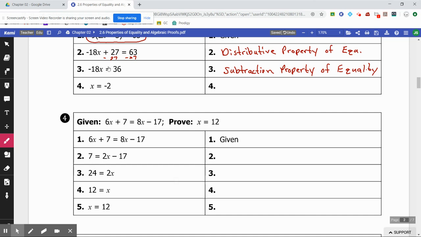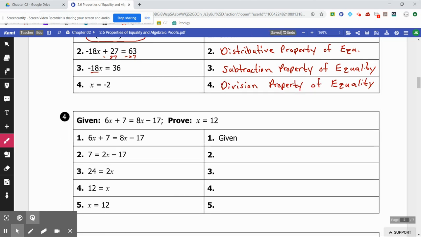To get x by itself now, we must get rid of negative 18. Since they're being multiplied, you're going to divide both sides by negative 18. What tells you you can do that? That would be the division property of equality. And when you do that division, you end up with x equals negative 2.